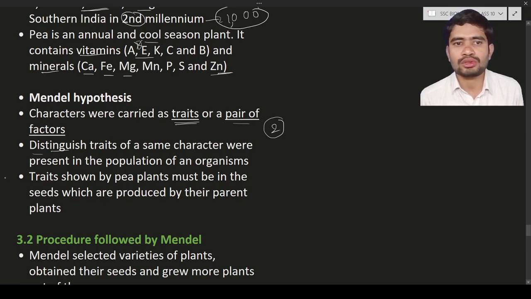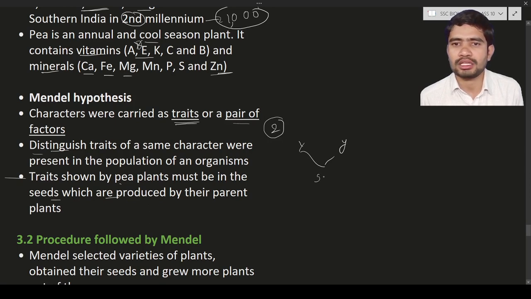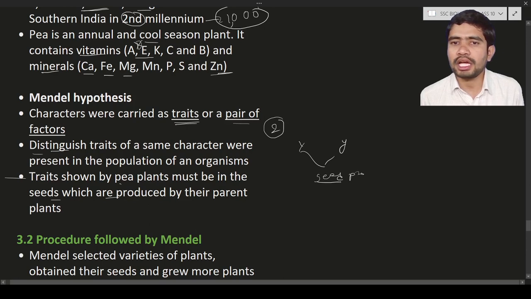Okay, the traits shown by the pea plant must be in the seed which are produced by their parental plant. For example, a seed has a yellow color and another seed has a green color, the small y. So they are going to pass this information to the seeds, that is nothing but the progeny. And whatever characteristic you see in this seed will be coming from the parents. So this is about this sentence.